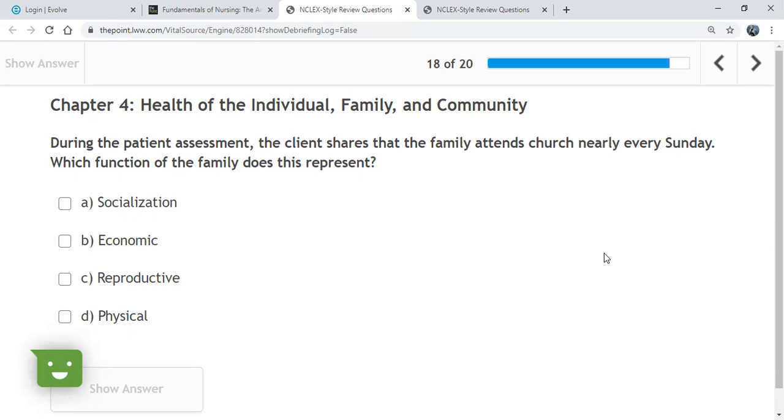During the patient assessment, the client shares that the family attends church nearly every Sunday. What function of the family does this represent? A.